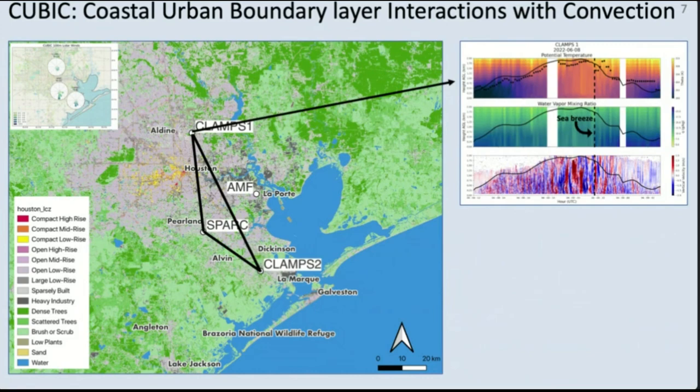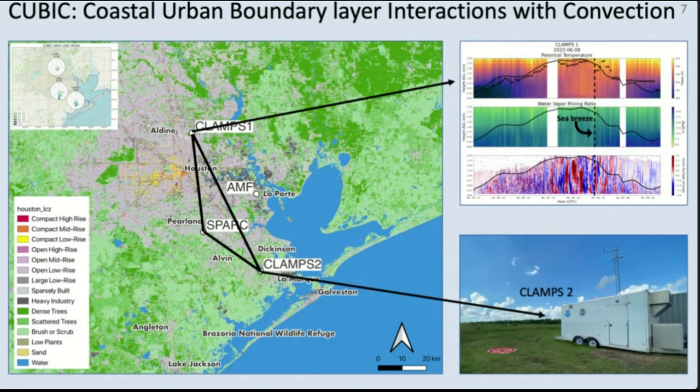An example of some of the data that we collected throughout CUBIC is seen here in the top right figure. This particular day included a sea breeze passage over our CLAMPS 1 location, which led to increased moisture within the PBL and decreased vertical velocity observations. The bottom photo here is our CLAMPS 2 location. This was at the University of Houston coastal site, and really just wanted to include this so you get an idea of what the instrument profiling systems kind of look like here.